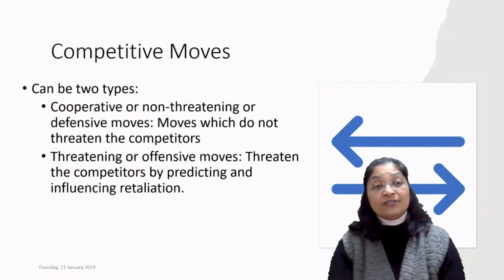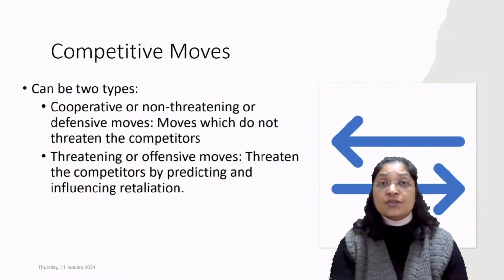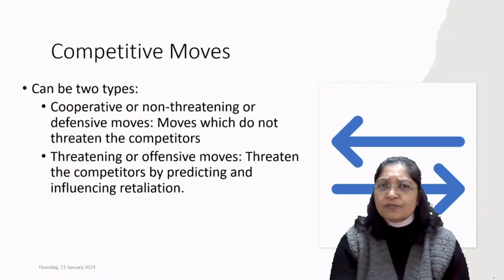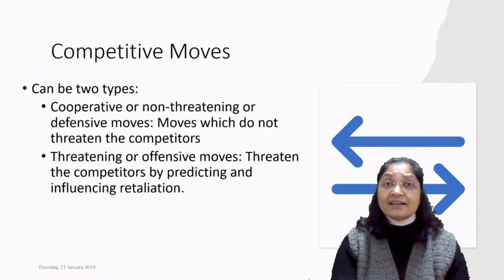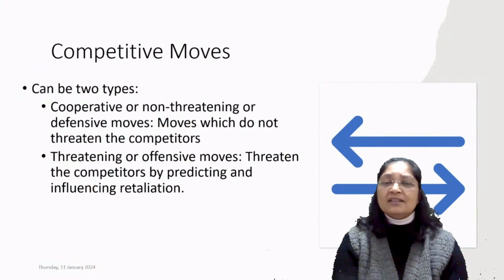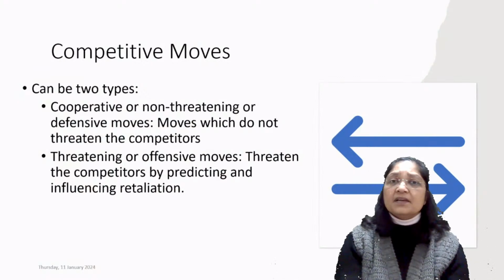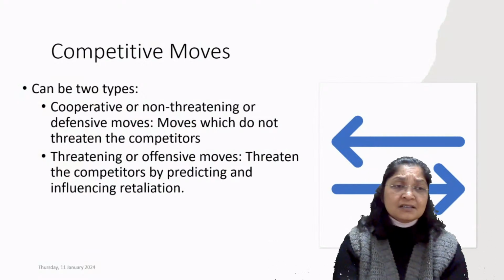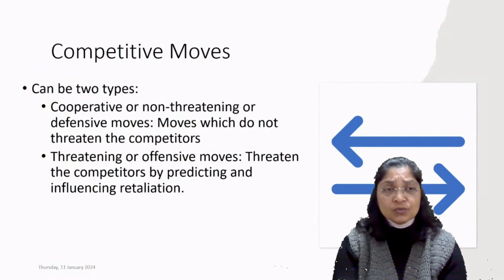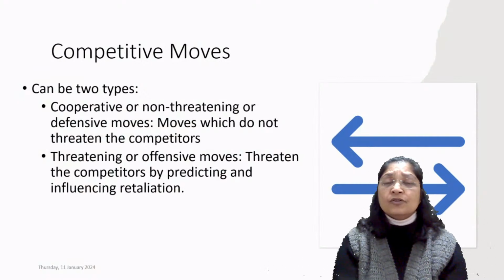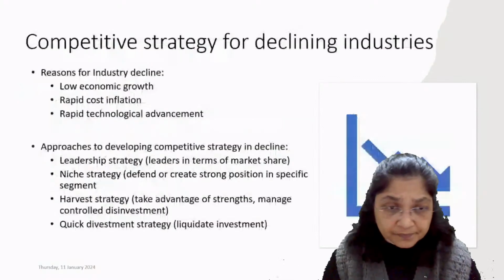And on the contrary, there are the threatening or offensive moves of the organization, where they try to develop and supply such kind of products in the market, such kind of services for the customers, that all other organizations are unable to match that product, that service, and they lose. They lose, and finally they perish. So these are the two kinds of competitive moves that an organization can adopt for its competitive strategy formulation.